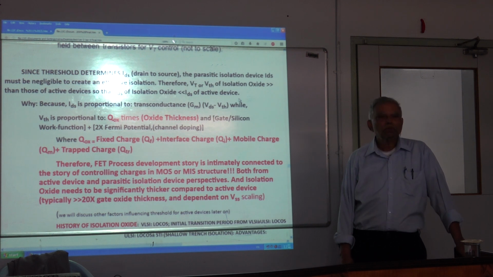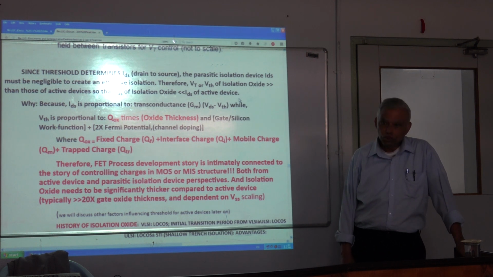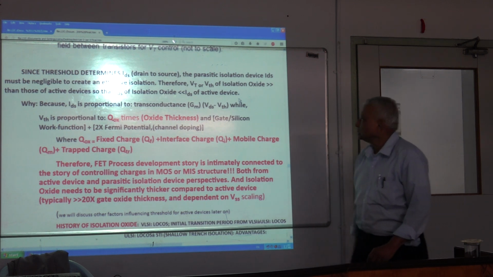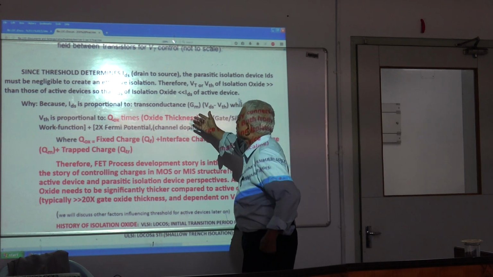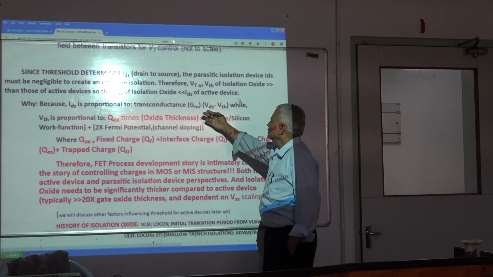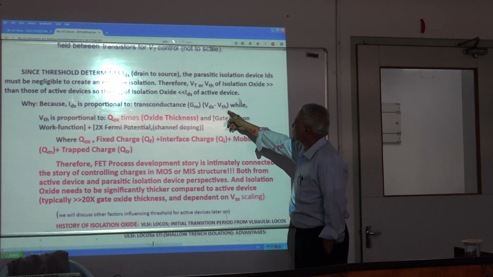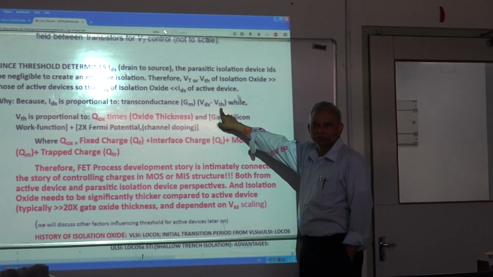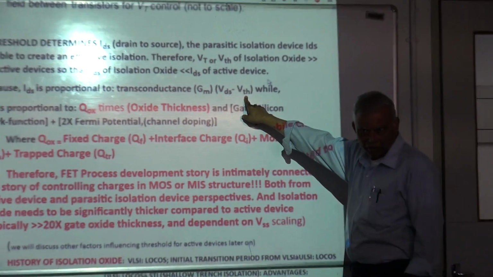Okay. So you do calculate what the worst case parasitics due to the isolation would be, and ensure in the integration of devices design that you have met all those requirements. So that's the importance of isolation. And you can see, right? Transconductance, VDS minus V threshold. You want to make that threshold very high for parasitic devices. Okay? That's why you make it thick.